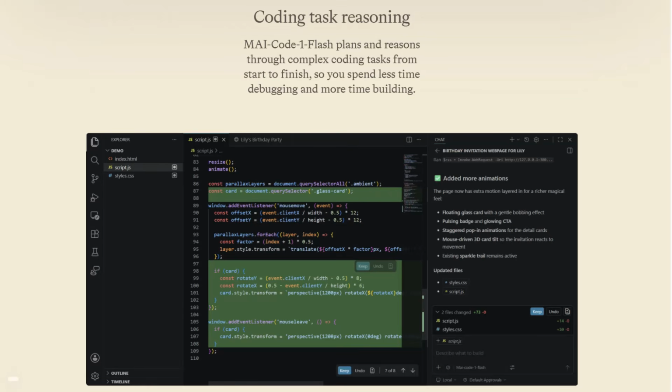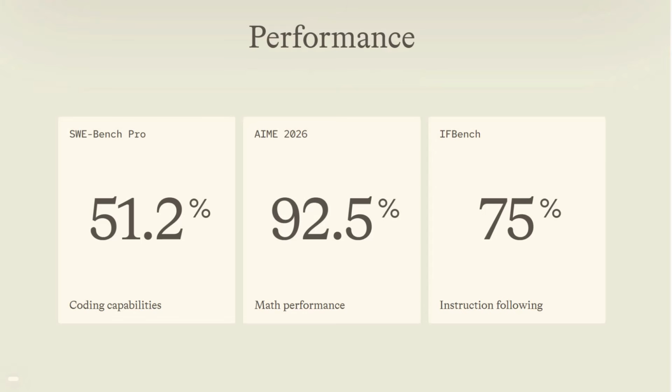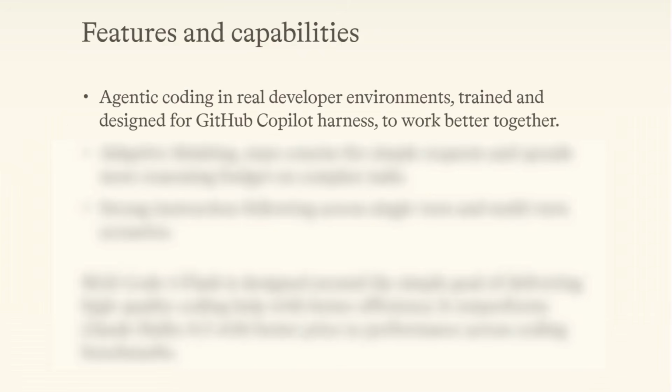For a quick bit of context before we build, MAI-Code-1-Flash is a small model of about 5 billion active parameters, and it's tuned to be fast and token efficient. The team reported up to 60% token savings versus comparable small models. What makes it different is how it's trained. It's trained inside real GitHub Copilot environments, in VS Code and the CLI, and it's rewarded for writing diffs that pass tests and using tools efficiently.